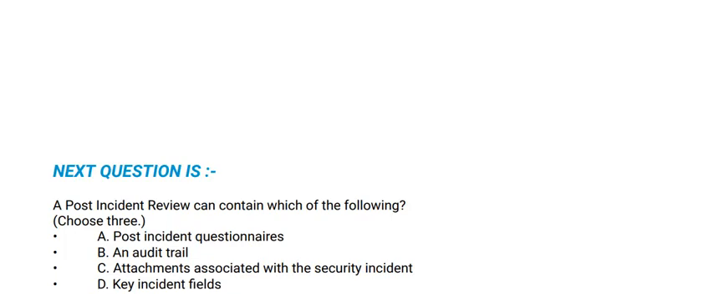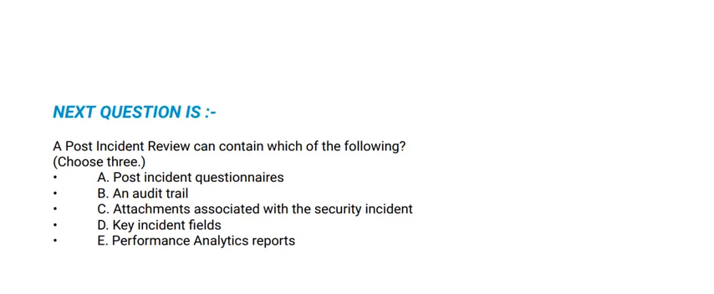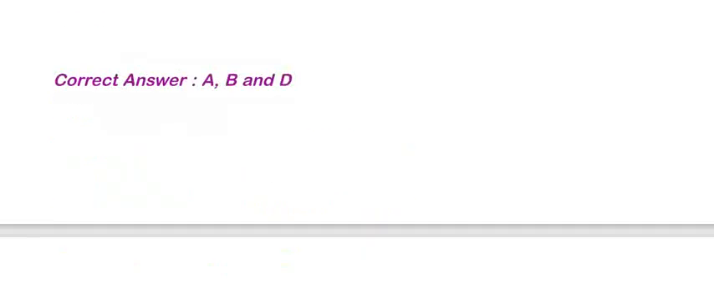Next question is, a post-incident review can contain which of the following? Options are option A, post-incident questionnaires. Option B, an audit trail. Option C, attachments associated with the security incident. Option D, key incident fields. And option E, performance analytics reports. The correct option is option A, B, and D.